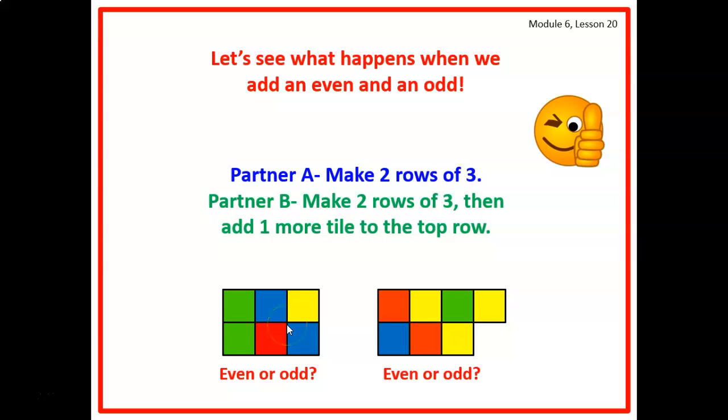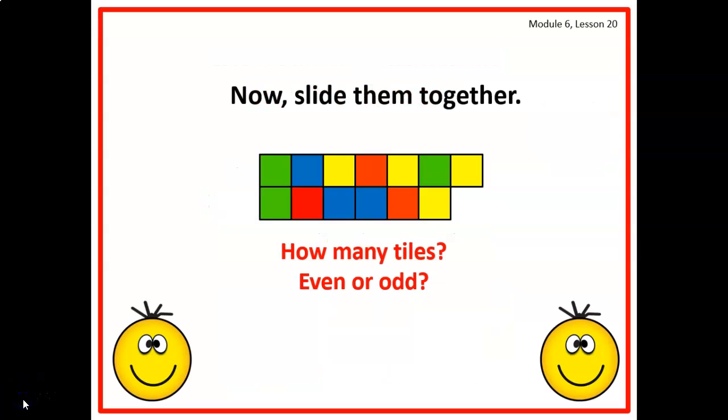Let's look at the first array. Is the number 6 even or odd? Yes, even. Look at this. Everyone has a partner. Let's look at the second array, which is 1, 2, 3, 4, 5, 6. It has 7 tiles. Is the number 7 even or odd? Yes, it's odd. So we're going to put them together as we did before and see how many tiles we have all together. Let's see, how many tiles do we have all together?